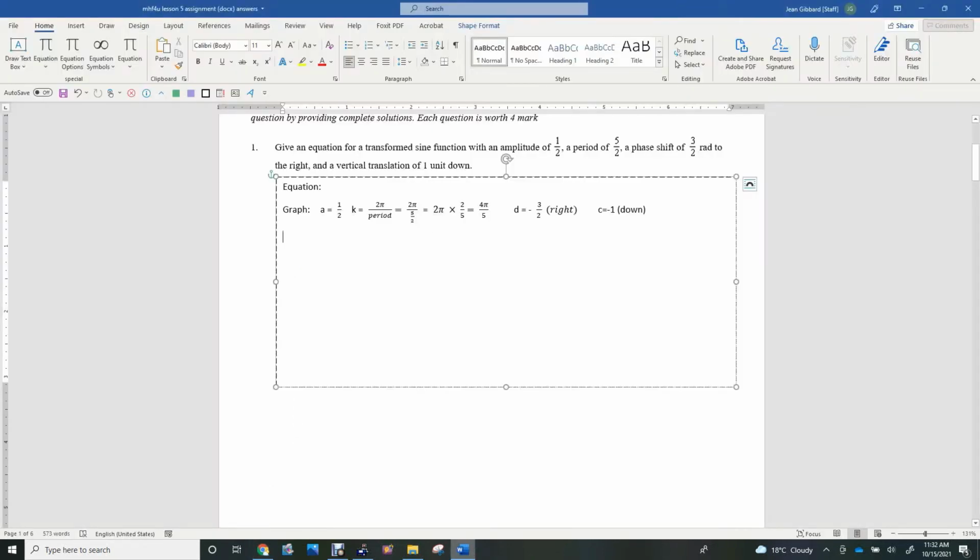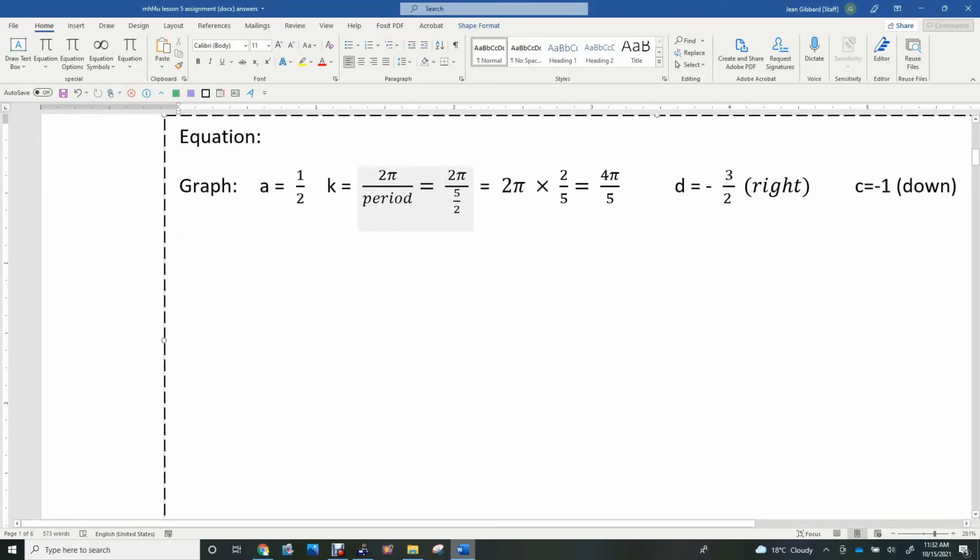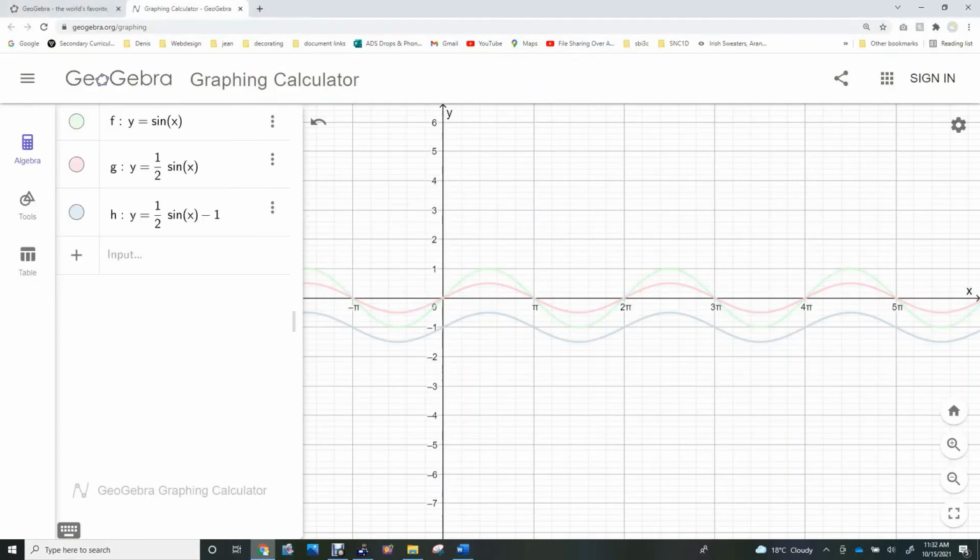Now, if we do some math, we will notice that K is 2 pi divided by the period, which gives us 2 pi divided by 5 over 2. And we know to divide, you multiply by the reciprocal, which means you flip it. So it becomes 2 pi times 2 divided by 5. And that gives us 4 pi over 5. So now in our graph, we're going to use that value.